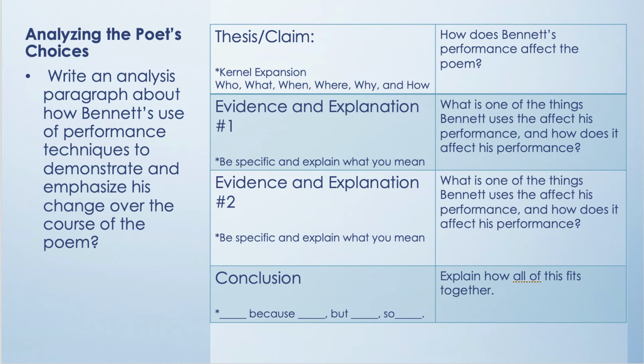Then you're going to go to your body paragraphs. And it's the same question for each of these. So what is one of the things Bennett uses to affect his performance? And how does it affect his overall performance? Be specific, use specific details from the text, and then explain those so that even if I didn't totally understand the poem, didn't get the thing that you picked, I'll be able to understand your answer. Then for your conclusion, explain how all of this fits together. And that's where you can use your because, but, so statement to really wrap up your ideas.